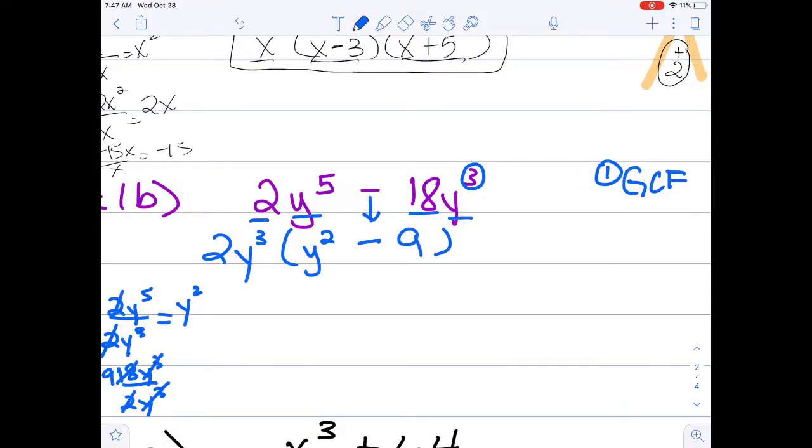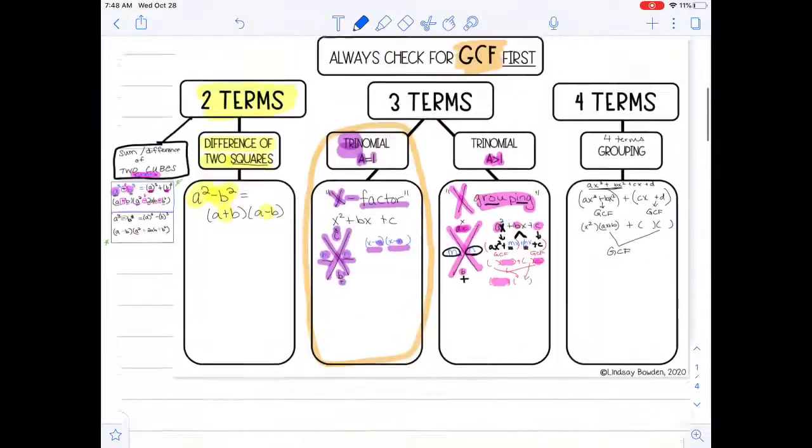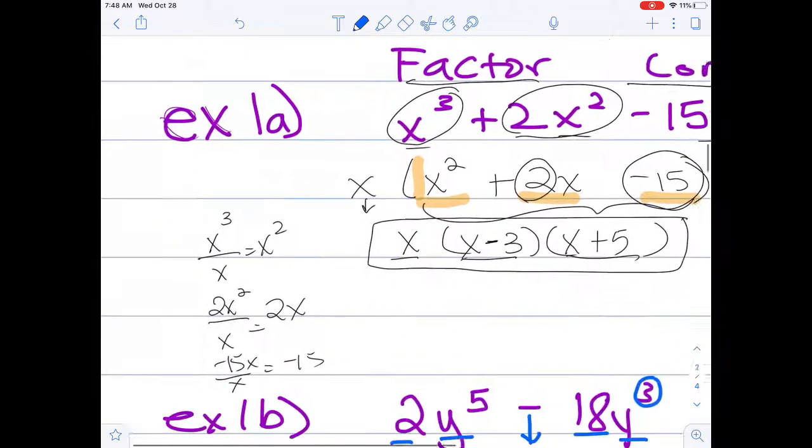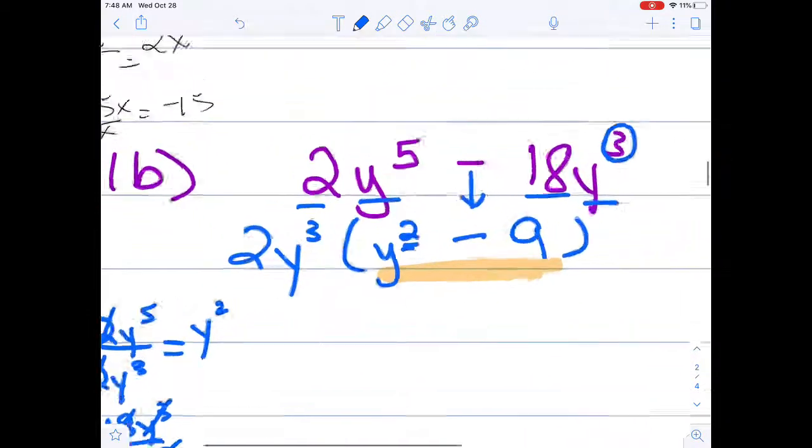And hopefully you can see, well, are we still done with this? The answer is no. So we have 2 terms remaining. So now we look at the number of terms. If there's 2 remaining, remember, this is a y squared term, minus 9. So if we're looking up here for 2 terms, it could either be a difference of 2 squares or a sum or difference of cubes. We definitely know it's not a cube because our biggest exponent is squared. Let's see if it's a difference of 2 squares.